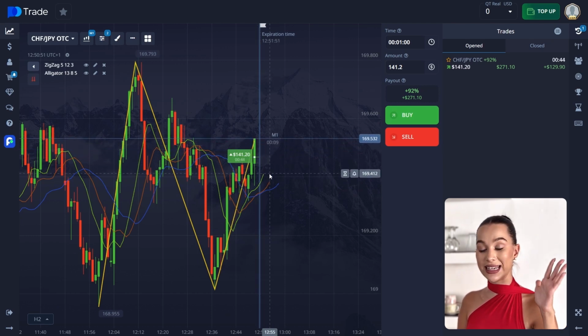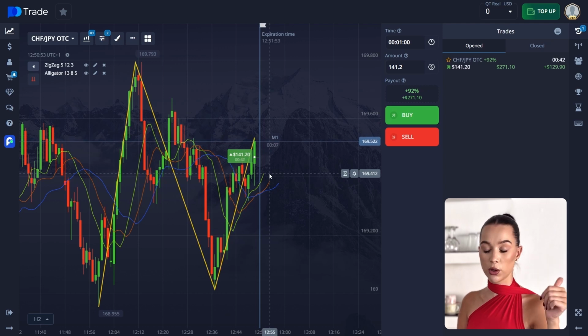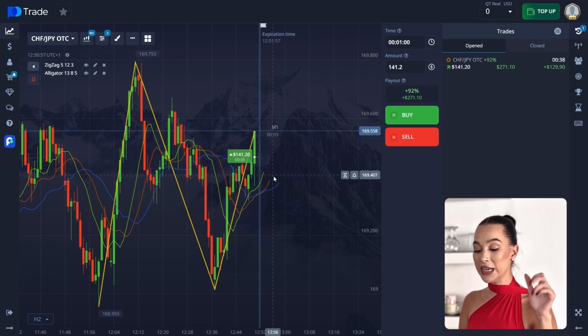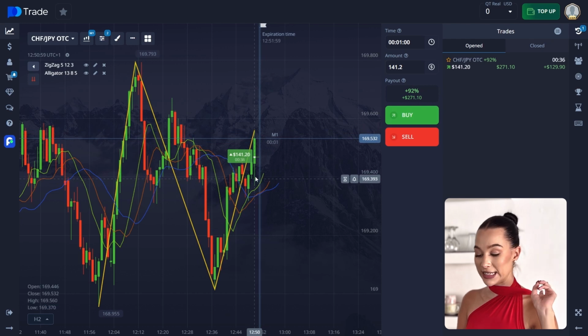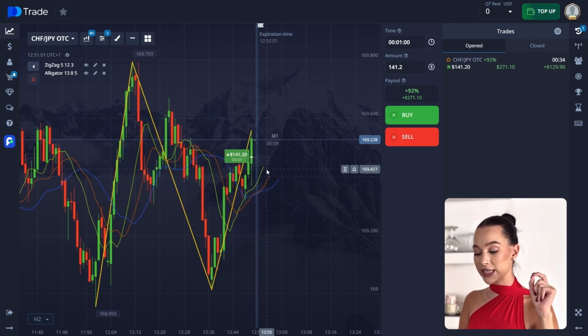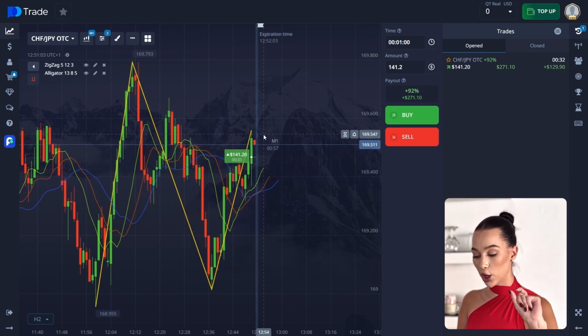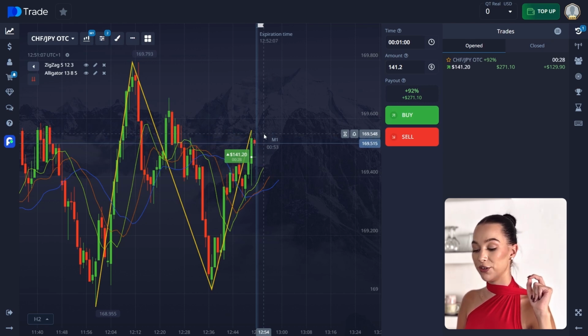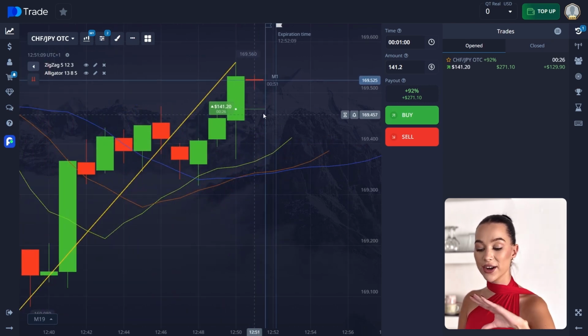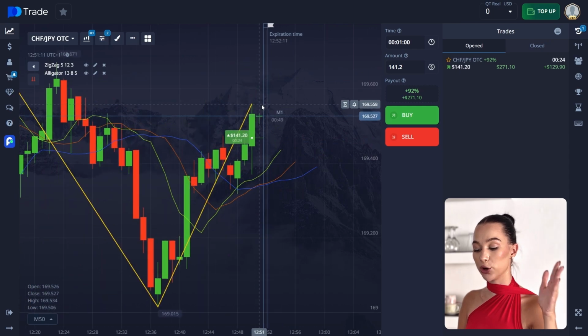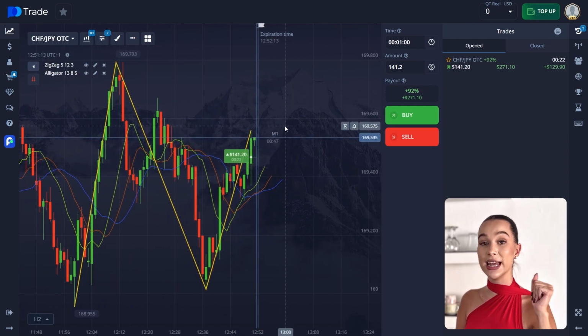So what are the key parameters of zigzag? First of all is deviation, the minimum price change required to form a new segment. The second one is depth, the minimum number of bars analyzed for new highs or lows. And the last one is backstep, the minimum difference between consecutive peaks or troughs. Higher deviation values filter out minor price fluctuations and make trends clearer.